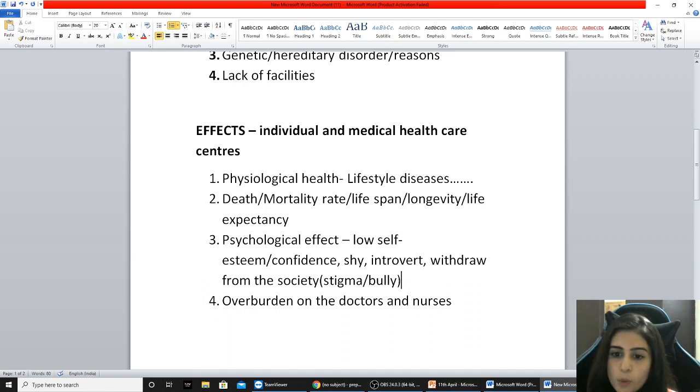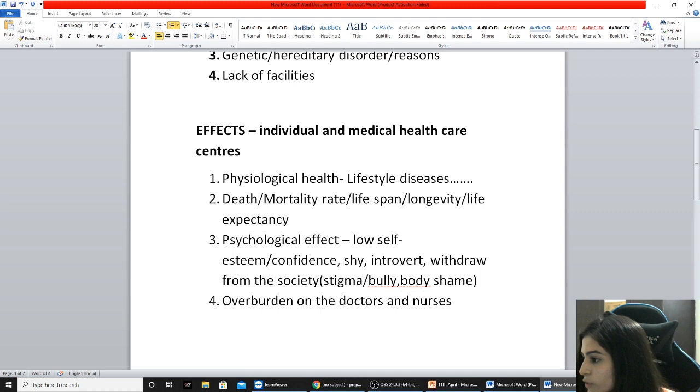Body shame, very good point. So bullying and body shame is the same, but body shame is a good point from the perspective of topic specific vocabulary. So body shame, good point. This was given by Akansha. Good job, Akansha.